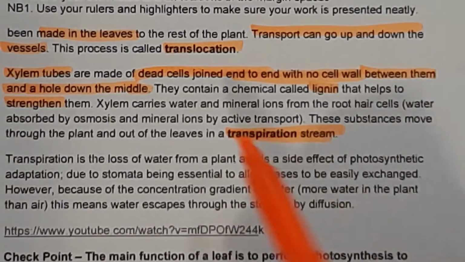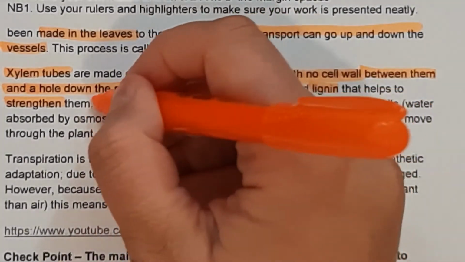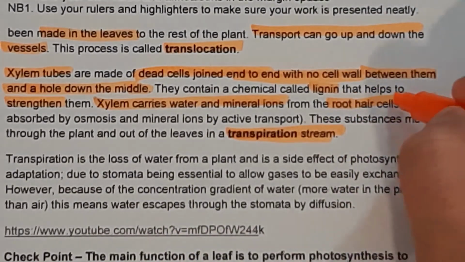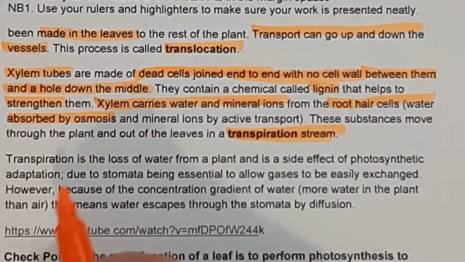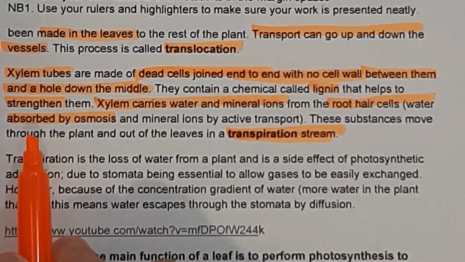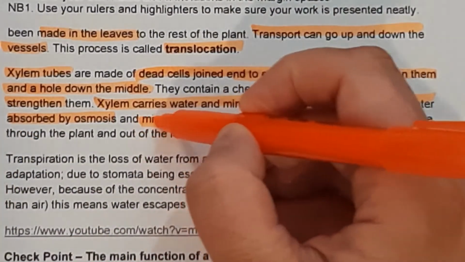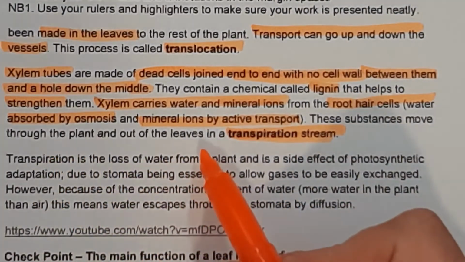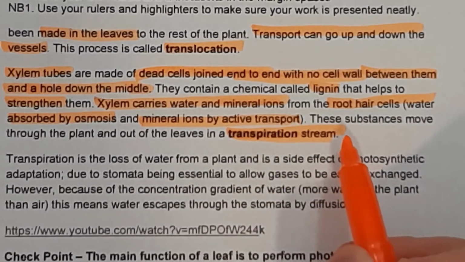So xylem, as we know, carries water and mineral ions from the roots. You need to know how they get absorbed: the water is absorbed by osmosis, and the mineral ions by active transport. They move through the plant and out of the leaves in a transpiration stream.